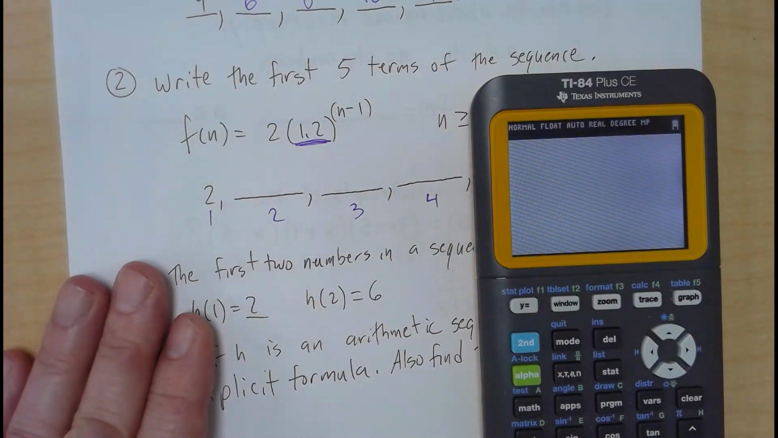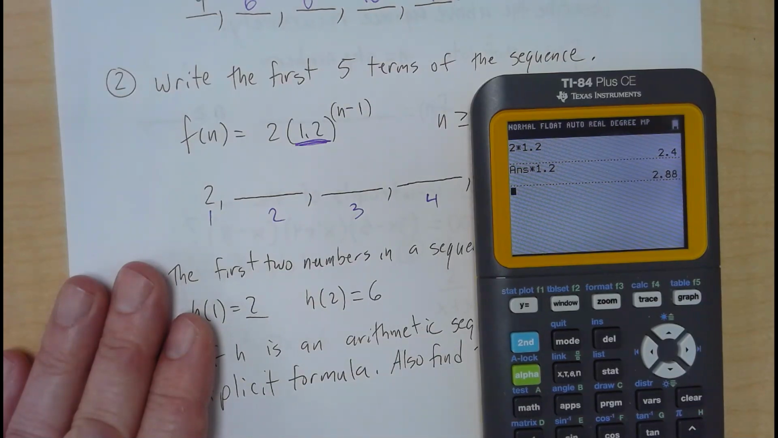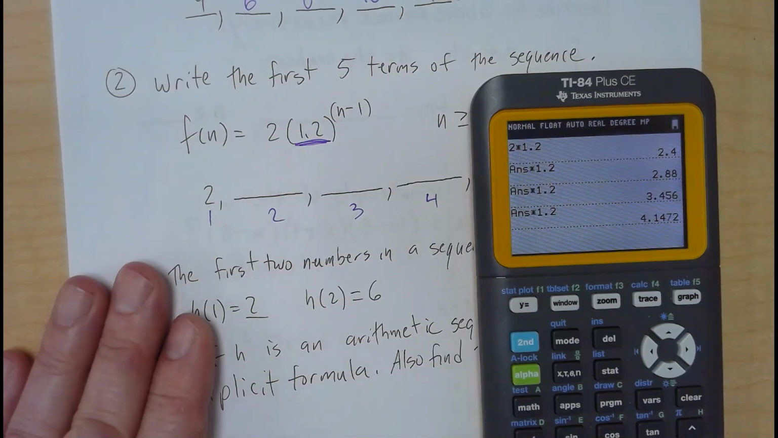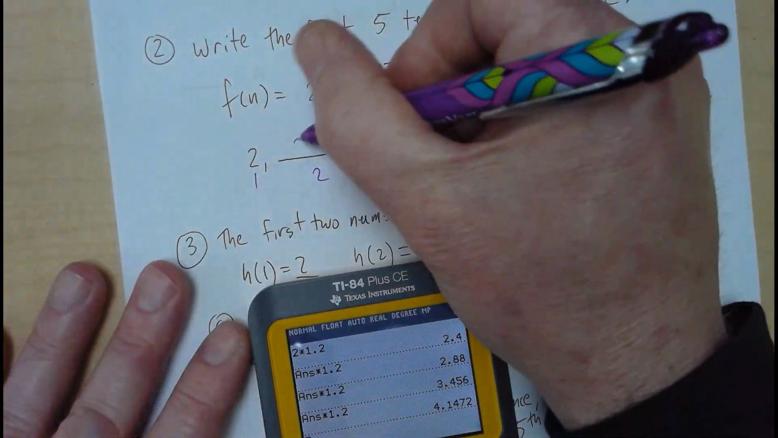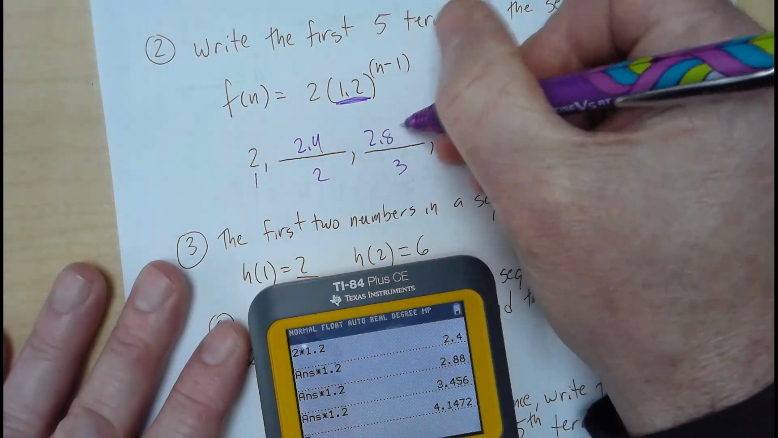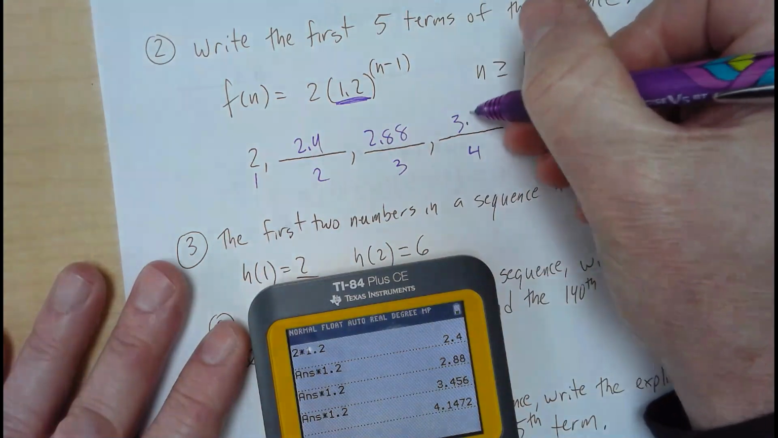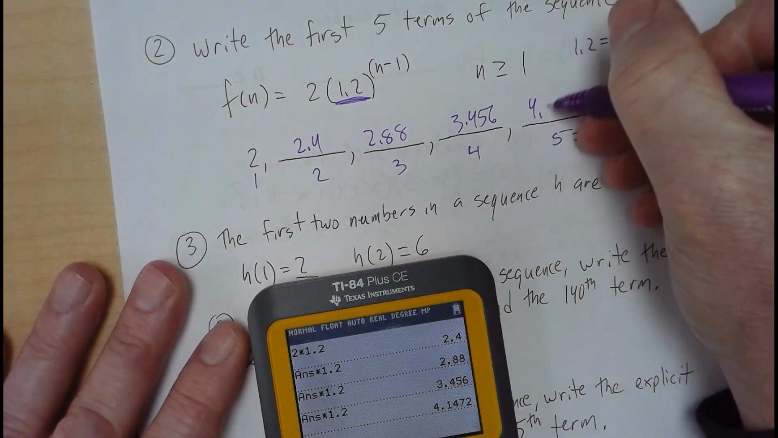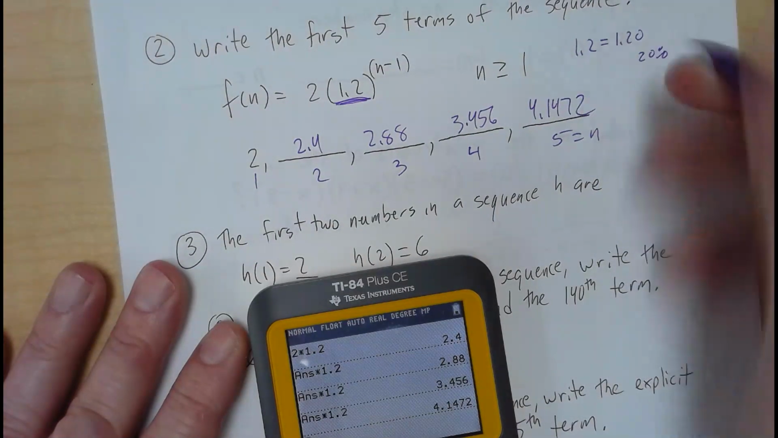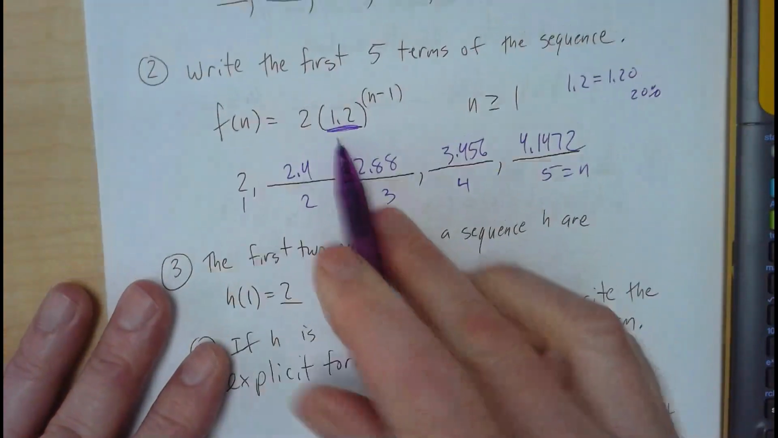But the easiest thing to do is just to go ahead and multiply by 1.2. So you're starting off with 2 times 1.2, enter, 2.4 times 1.2, enter, and then times 1.2 times 1.2. So I'm going to write all these down there. So you just keep multiplying by 1.2 over and over again. So it's 2.4, 2.88, 3.456. That's a very satisfying number. And 4.1472.